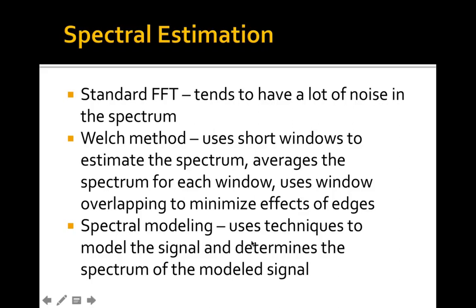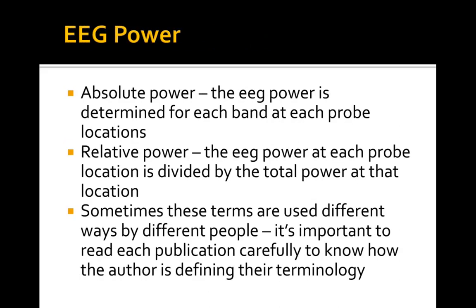Spectral modeling is another technique. This uses techniques to actually model the signal. Instead of finding the spectrum of the signal directly, you find the spectrum of the model, and then you determine this. So that also gives you a smoother and more predictable result.